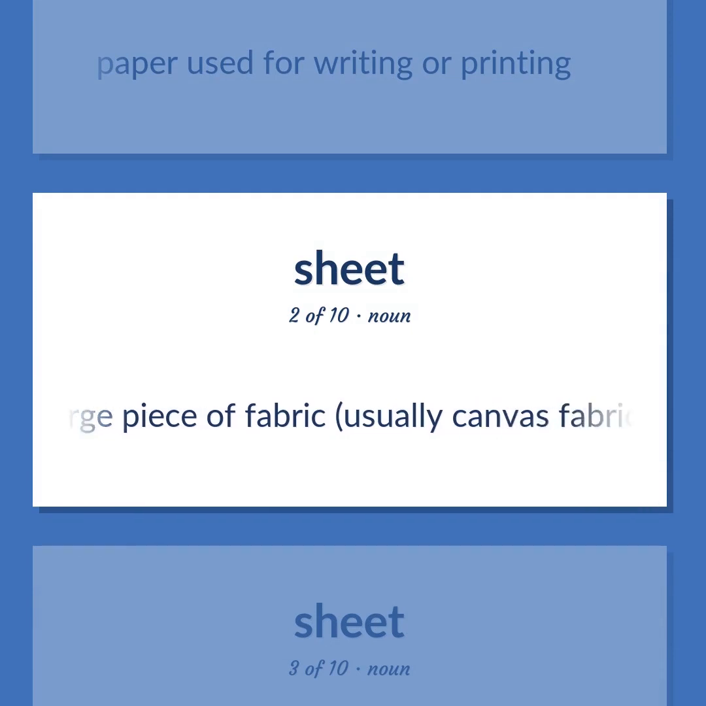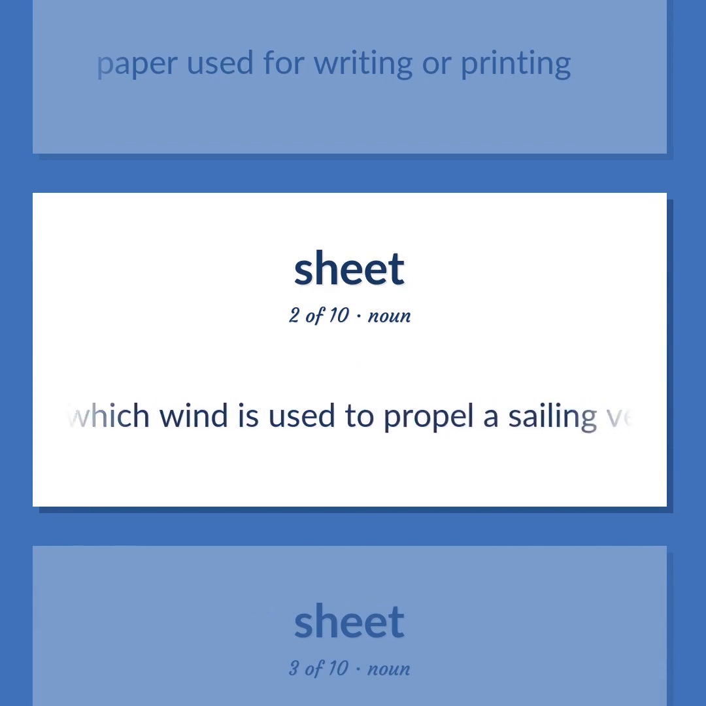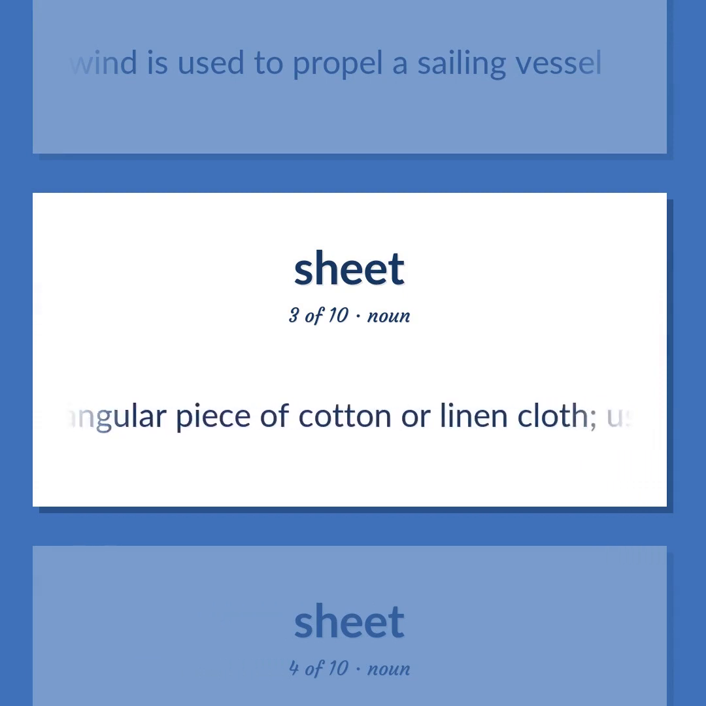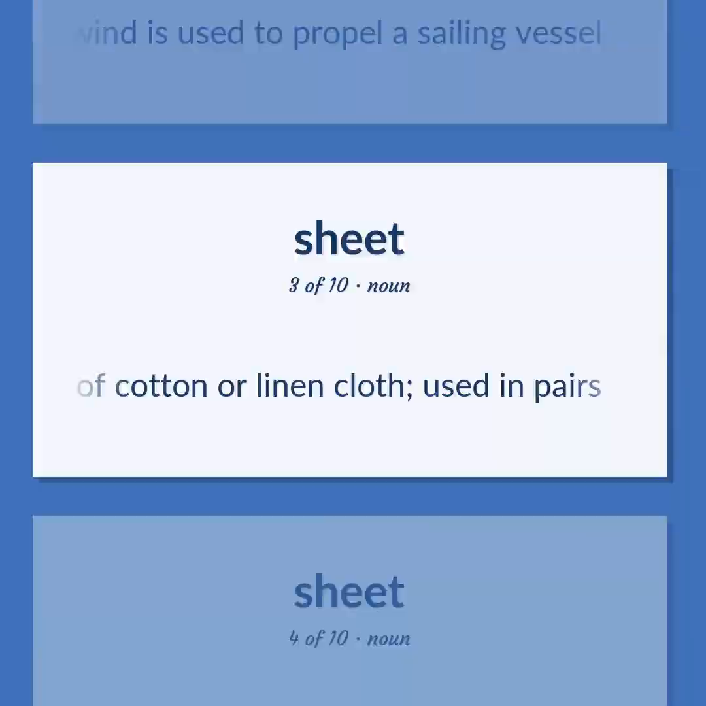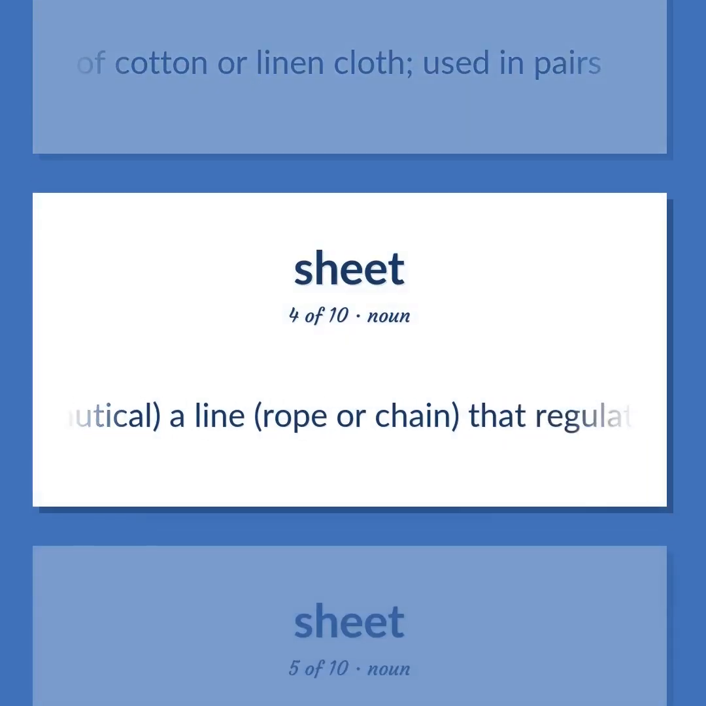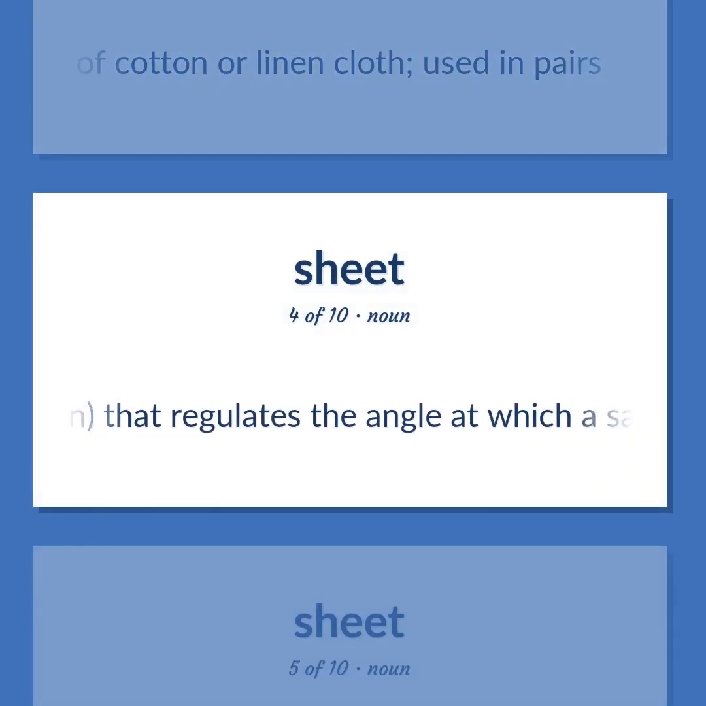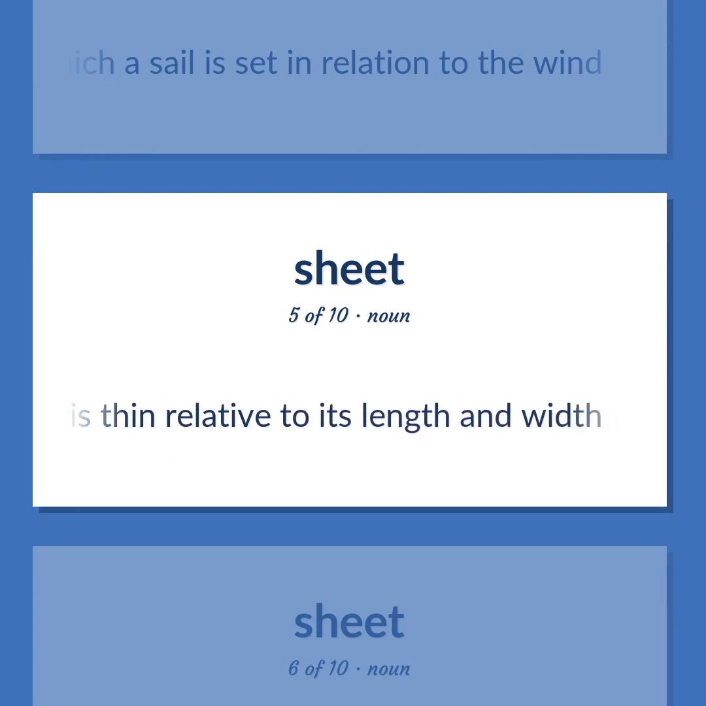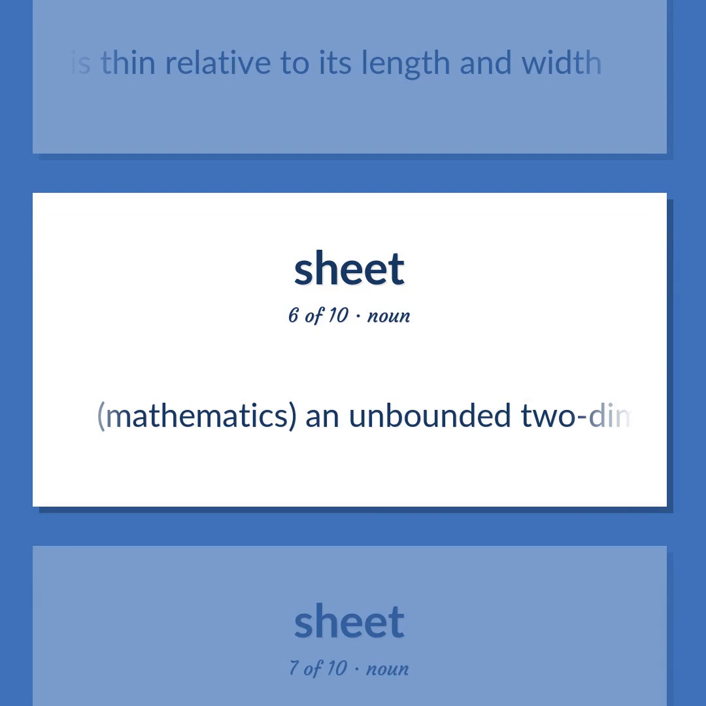A large piece of fabric, usually canvas fabric, by means of which wind is used to propel a sailing vessel. Bed linen consisting of a large rectangular piece of cotton or linen cloth, used in pairs. Nautical. A line, rope or chain that regulates the angle at which a sail is set in relation to the wind. A flat artifact that is thin relative to its length and width. Mathematics. An unbounded two-dimensional shape.